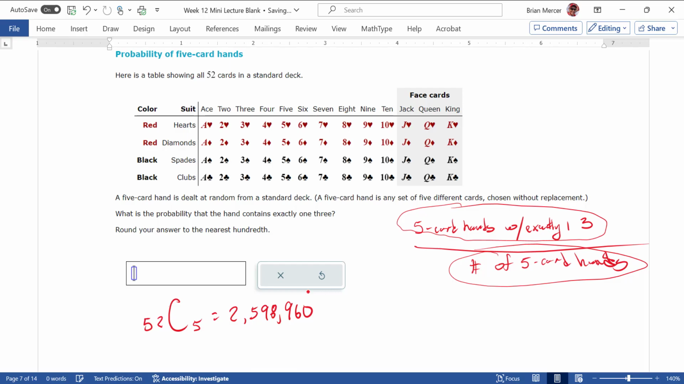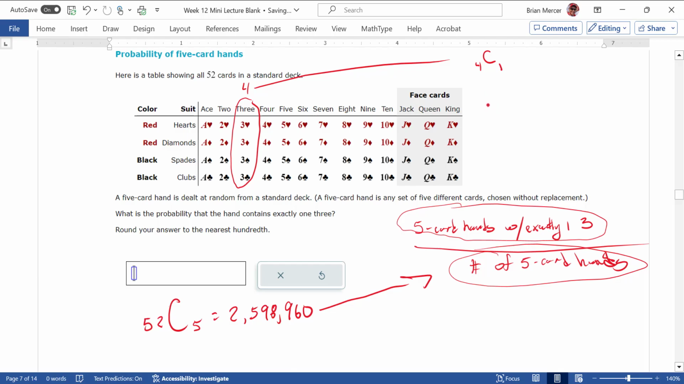And then we got to think about this numerator. So that is my denominator. And then we got to think about this numerator and say, okay, now what? So first of all, how many 3s are there? Well, if I look at this right here, there are 4 3s in a standard deck. So if I'm going to get exactly 1 of those 4 3s, then I have to think about how many different ways can I choose 1 3 from those 4 3s. So that's 4C1. And then I also have to think about how many ways can I fill it. So that gives me 1 of my 3s.